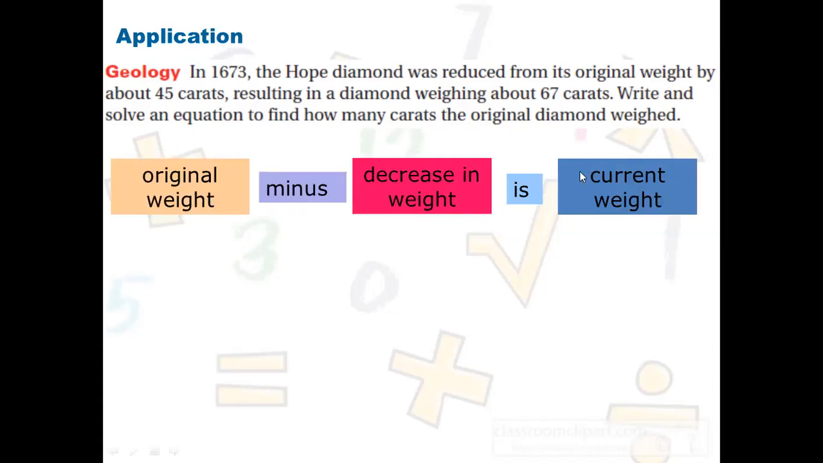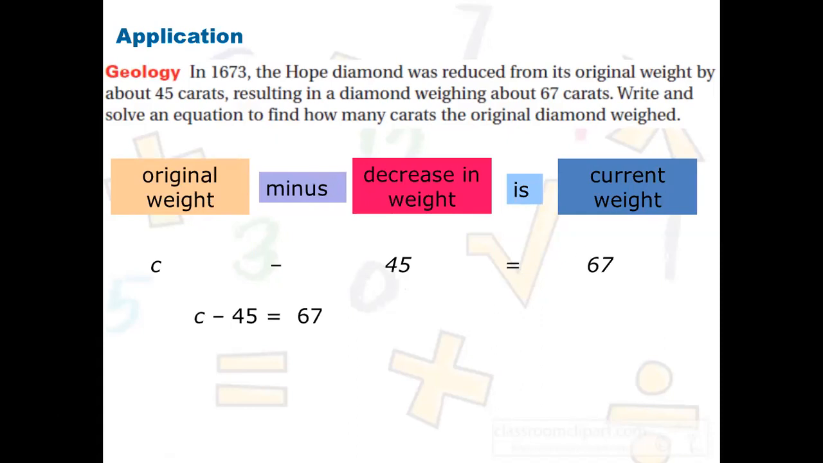Decrease in weight is the current weight. All right. So we are finding the carats, right? So that's why I kept it as C. If you want to say D for diamond, fine, you can write D also. Or you want to say weight W, you can write W too. So C minus 45 equals 67.